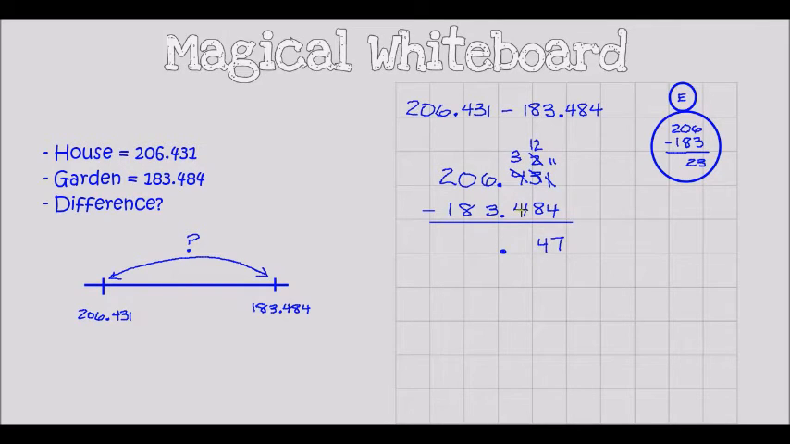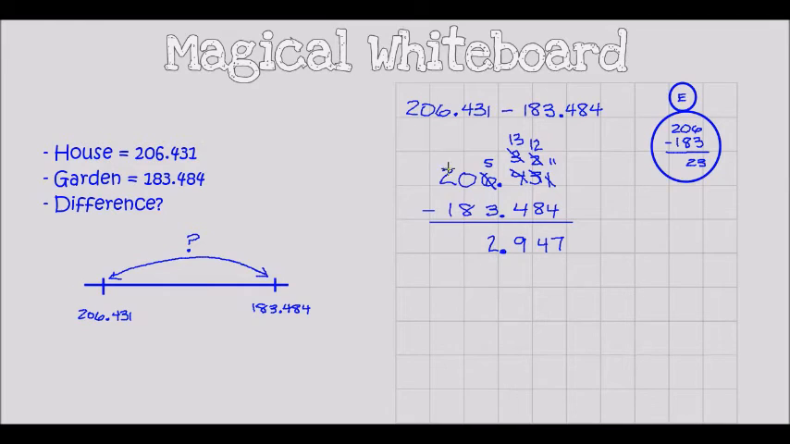3 tenths minus 4 tenths. I can't do it. I need more tenths. So I'm going to borrow from the wholes, leaving 5 wholes behind, bringing 1 whole over to help out. 1 whole is worth 10 tenths. I already have 3 tenths, so now I have 13 tenths. 13 tenths minus 4 tenths is 9 tenths. 5 wholes minus 3 wholes is 2 wholes.